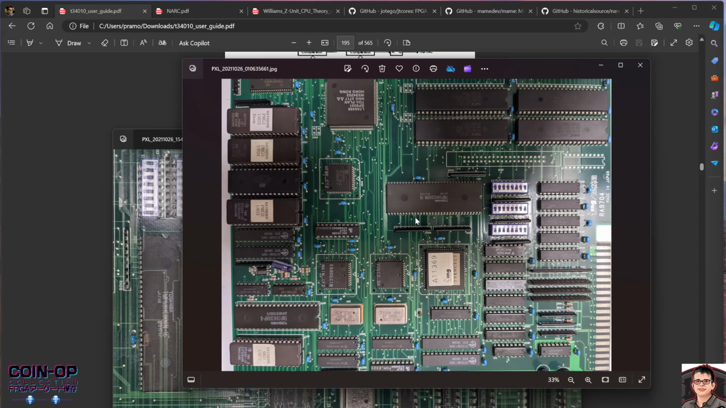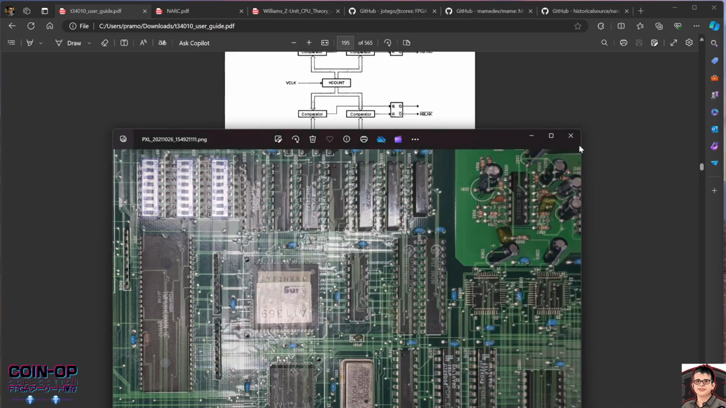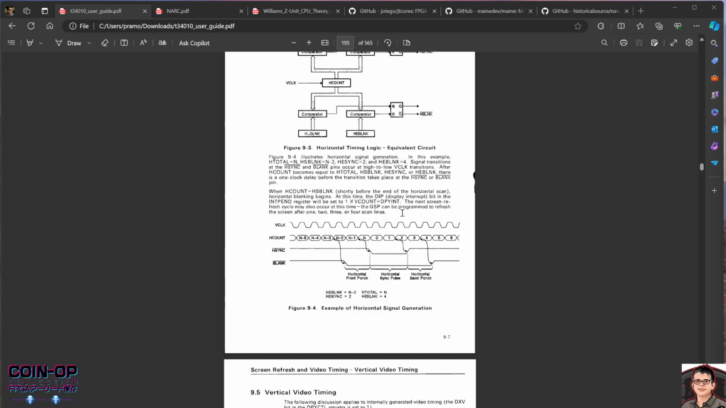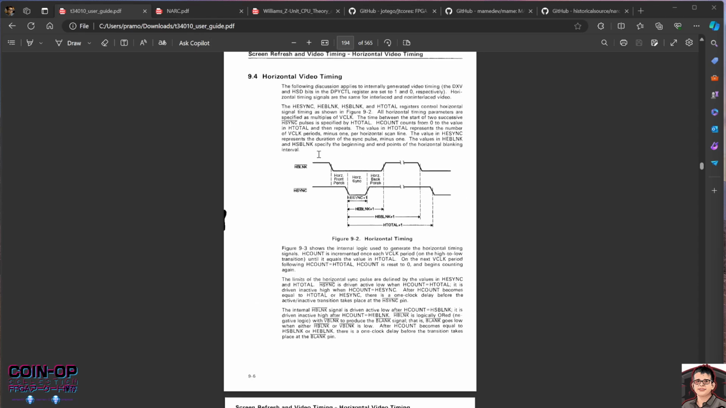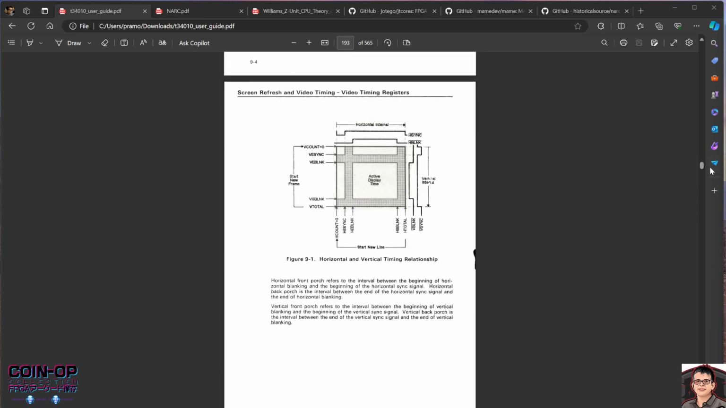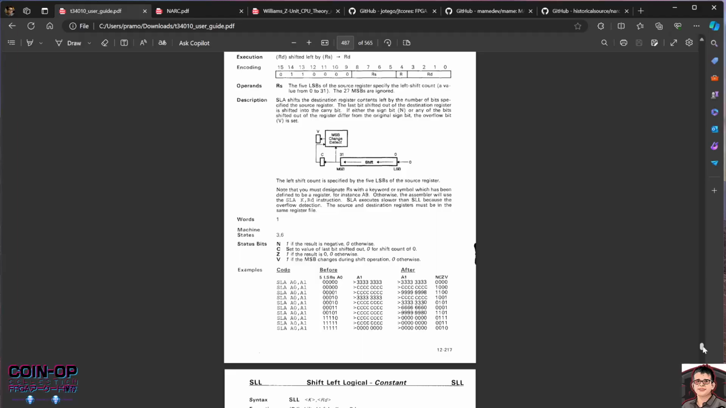Now, the next thing I try to do to enhance my understanding of the board and the platform itself is go into manuals, if they exist. This is a manual for the TMS 34010 processor by Texas Instruments, and I've implemented the entire CPU. This is what's used in my Midway core. You can see this is a pretty lengthy manual, something like 600 pages.